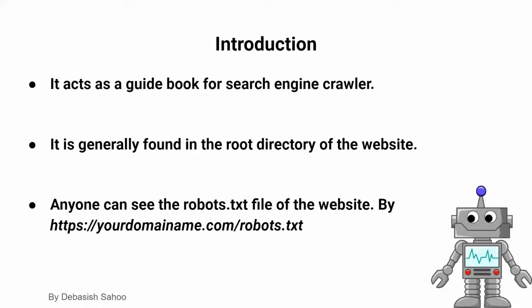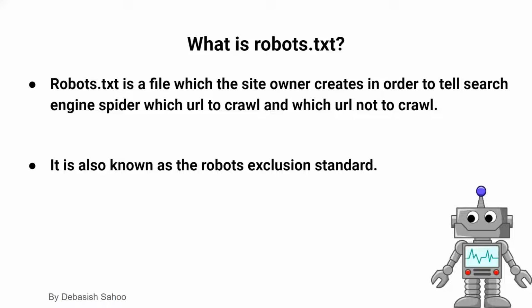So in general, the robots.txt file is in the root directory of the website. Anyone can see the robots.txt file of a website by simply typing https://yourdomainname.com/robots.txt. So what is the robots.txt file? As explained in the example, robots.txt is a file which the site owner creates in order to tell the search engine spider which URLs to crawl and which URLs not to crawl. It is also known as the robot exclusion standard.